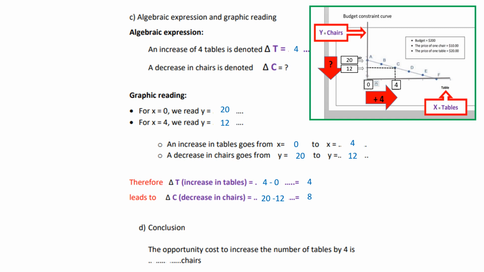And that will be the answer of the question, which is the opportunity cost to increase the number of tables by 4 is 8 chairs. Hope this was helpful to understand the process of using information graphically to answer questions of opportunity cost.